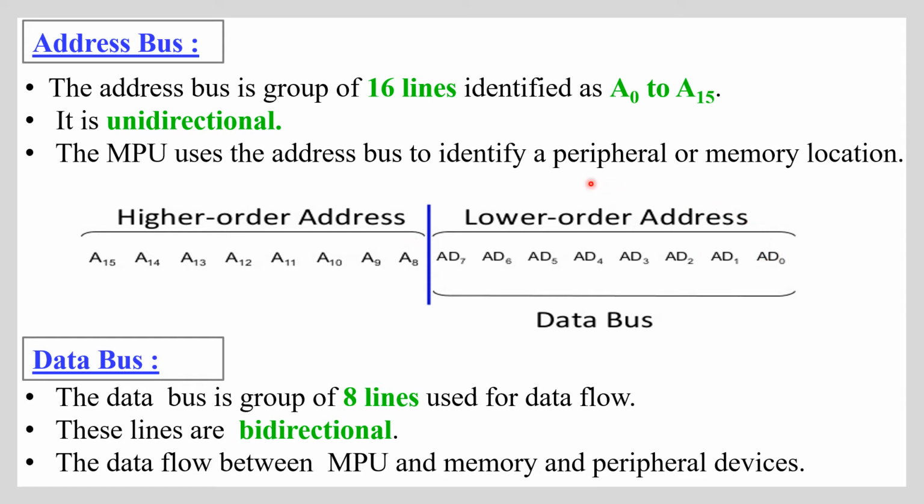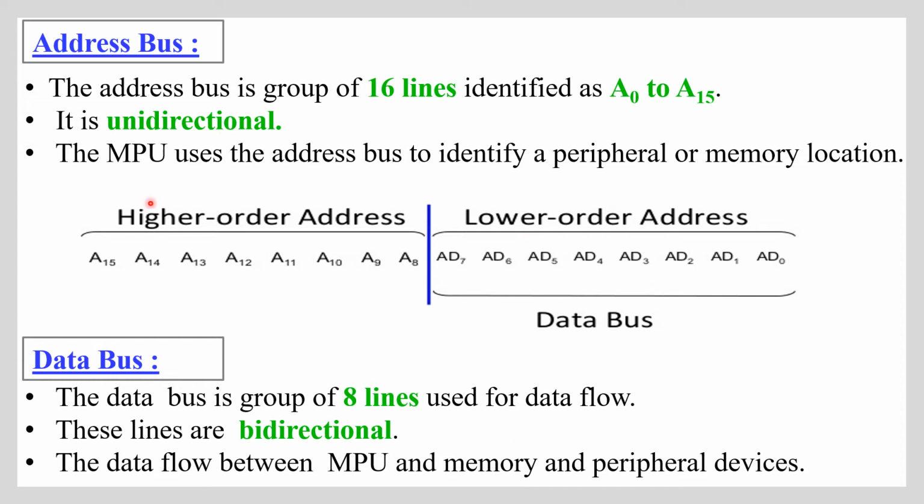The lower order address starts from A0 to A7 and the higher order address are A8 to A15. These are lower address and these are higher address. It is unidirectional. What do you mean by unidirectional? The bits flow in one direction from the microprocessor unit, that is MPU, to the peripheral devices. So who can send the address? Only the MPU or the microprocessor can send the address.